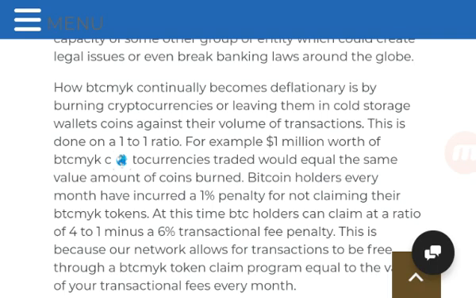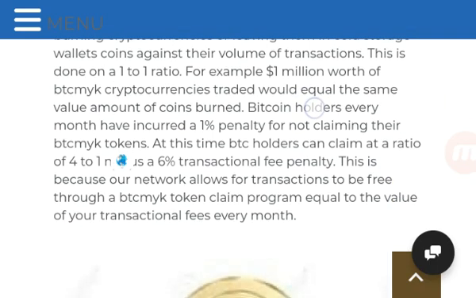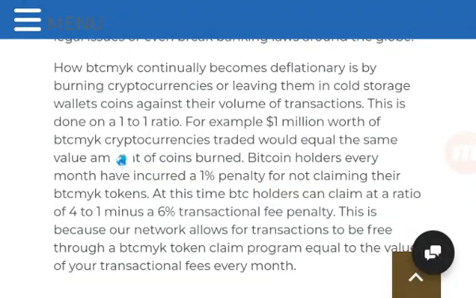Now, also, where does the value and the actual money come from? How are we able to pay for all this stuff? How are we able to pay for universal basic income? So, Bitcoin holders every month have incurred a 1% penalty for not claiming their Bitcoin MYK tokens. At this time, Bitcoin holders can claim at a ratio of 4 Bitcoin MYK tokens to 1 Bitcoin.